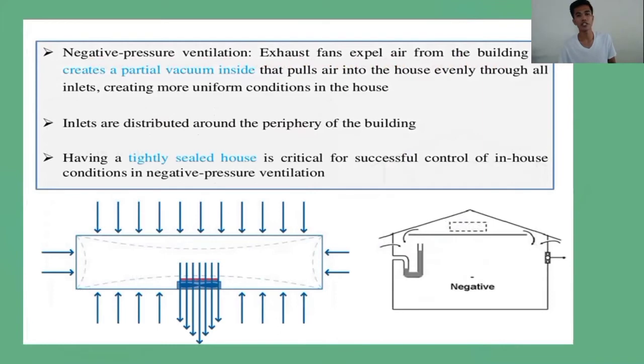Negative pressure ventilation. Exhaust fans expel air from the building, creating a partial vacuum inside that pulls air into the house evenly through all inlets, creating more uniform conditions in the house. Inlets are distributed around the periphery of the building. Having a tightly sealed house is critical for successful control of in-house conditions and negative pressure ventilation.